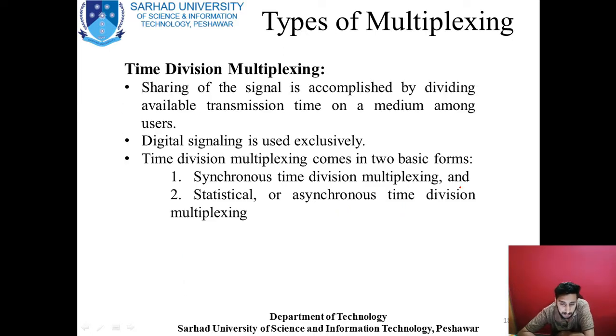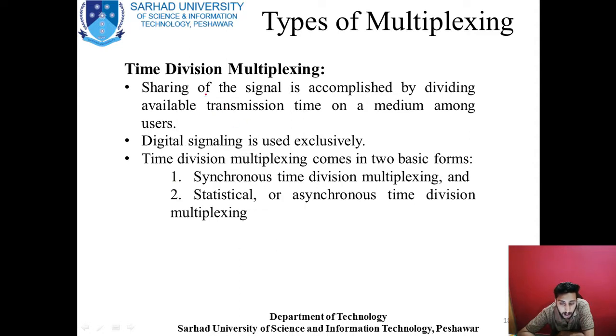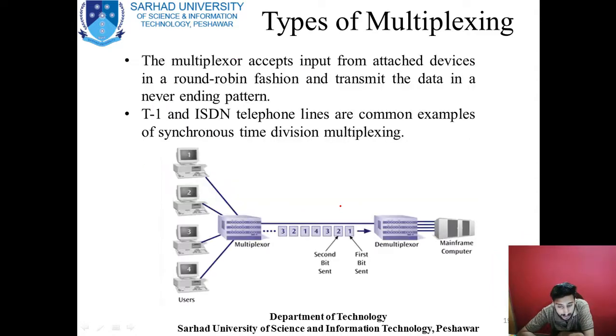Now looking at time division multiplexing. In time division multiplexing, you have to share the medium according to time. In the previous FDM, you divided the channel in the frequency domain, but now you have to divide it in time. And in time, what does it mean? Digital signaling is used in this technique. And by time division, it means it could be synchronous or it could be statistical, also known as asynchronous. Now let us look at what is synchronous and asynchronous.